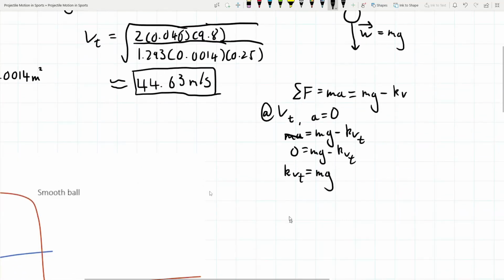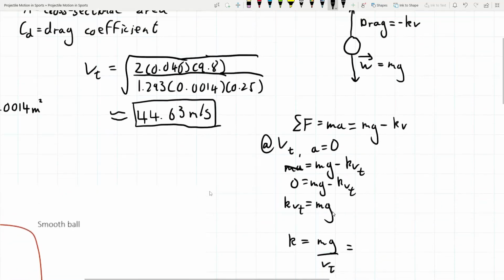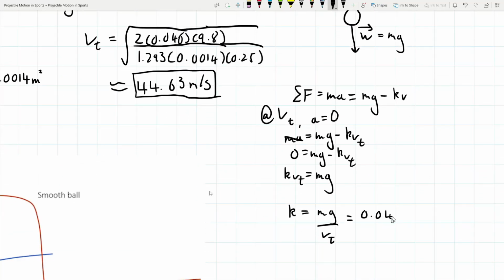So now if we want to find k, we can say k equals mg over the terminal velocity, which is equal to the mass we said was 0.046 kilograms, multiplied by gravity, which is 9.8 on Earth, all over the terminal velocity, which we said is 44.63. That's approximately equal to about 0.01. So this is what our value of k is going to be if we're looking at a golf ball. And key point, this is for a golf ball. It actually is going to be different for every other object we look at.